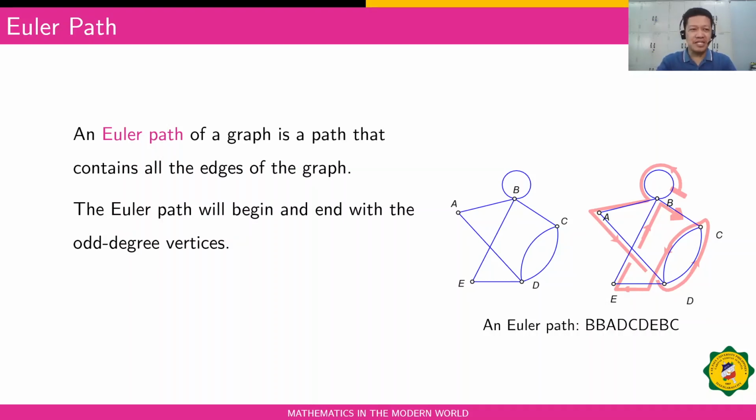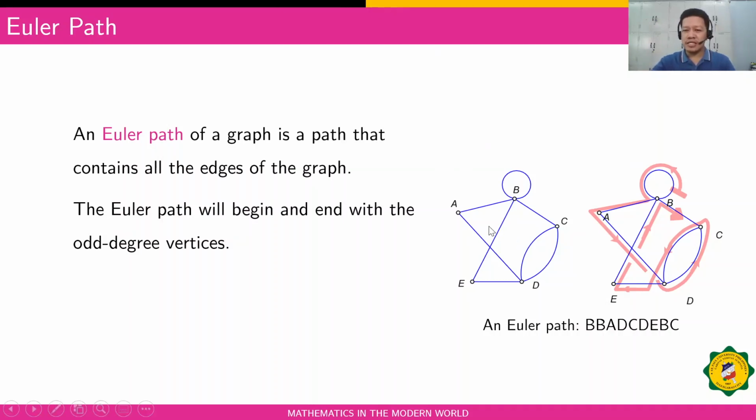The first term is Euler path. An Euler path of a graph is a path that contains all the edges of the graph. So we need to emphasize the word all. The path should pass through all the edges of the graph only once. The Euler path will begin and end with the vertices with an odd degree.